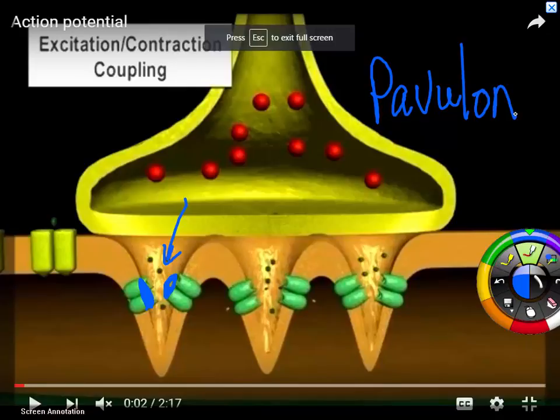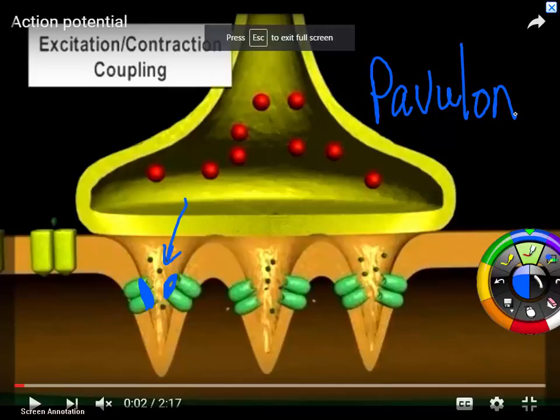Pavulon is a drug that they use during general anesthesia. Surgeons don't like it when patients move when they're cutting them. You should write that down. So in addition to general anesthesia that anesthetizes the brain so you don't feel anything, you also have to paralyze skeletal muscle. So they give you a drug called Pavulon. Pavulon blocks acetylcholine receptors in skeletal muscle.